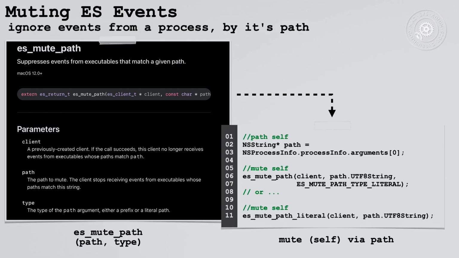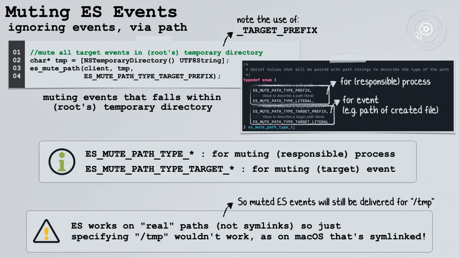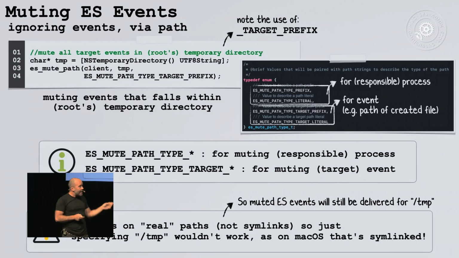So here's an example of that. And again, the ESMutePath API that Apple documents. So that's how you mute the responsible process. What if you, as I mentioned, want to also mute specific events, say files that are being written to the temporary directory? Well, that's where you still use the ESMutePath API, but as its last parameter, it takes a mute type. And there's 4 different types.